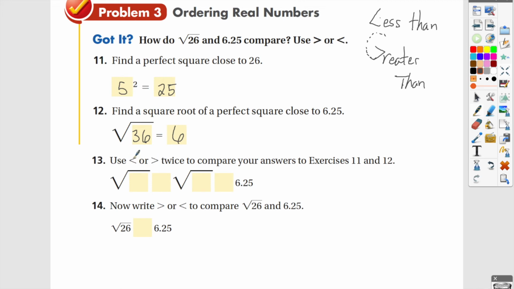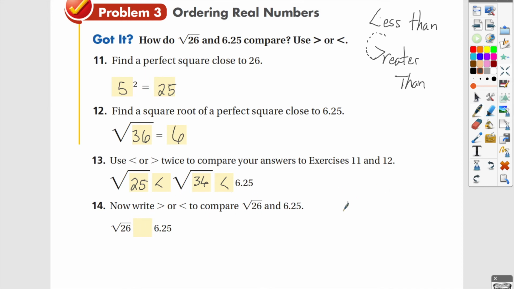All right. Use the less than sign or greater than sign twice to compare your answers in exercise 11 and 12. Well, the square root of 25 is less than the square root of 36. And we just said that the square root of 36 is 6, which is less than 6.25. So we know that it's also going to be less than 6.25 right here as well. Since we know that the square root of 25 is less than the square root of 36, which is less than 6.25, is the square root of 26 less than or greater than 6.25?